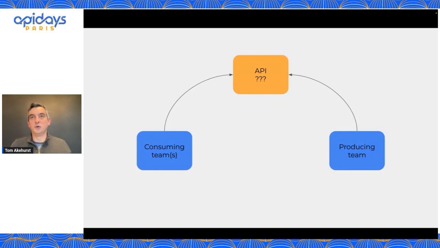So you have one or more consuming teams, be they mobile teams, microservices, web, whatever, who need something from a back end or from an API that they don't have yet. And then there'll be a producing team who are responsible for building those API features and shipping and running them, probably.